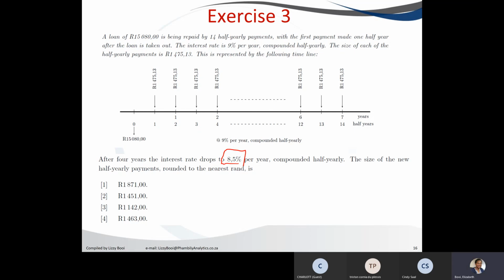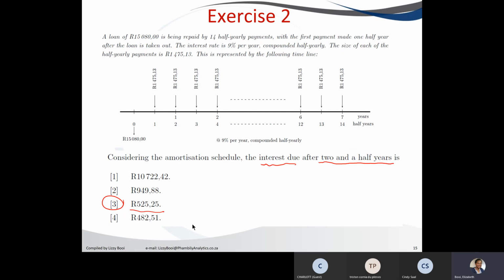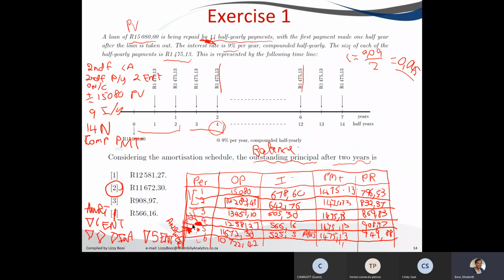So now here are the things. You need to get the balance after four years, because after 4 years the interest changes, therefore it's going to be calculated using the new balance. If we go back to our table, we only did number 1, number 2, and half of 2 years. So we need to do 5, 6, 7, and 8. Because 1 and 2 is 1 year, 3 and 4 is second year, 5 and 6 is third year, 7 and 8 is the fourth year.